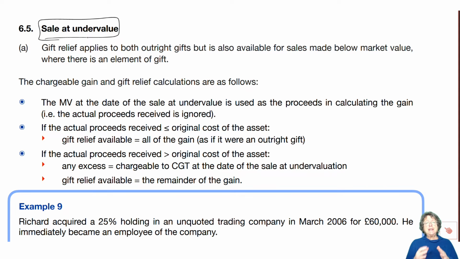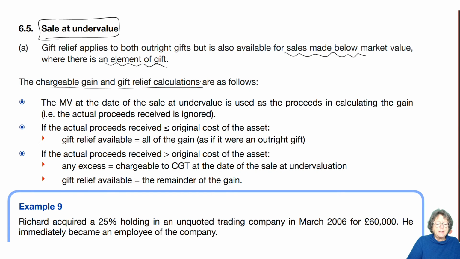So I am selling it to them at undervalue simply because they are my children. So that's the principle here, where there is an element of gift, but there is a sale and there are some proceeds. So the gain and the gift relief calculations.